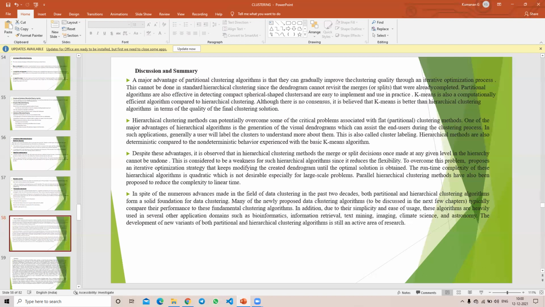In spite of the numerous advances made in the field of data clustering in the past two decades, both partitional and hierarchical clustering algorithms form a solid foundation of data clustering. Many of the newly proposed data clustering methods typically compare their performance to these fundamental clustering algorithms. In addition, due to their simplicity and ease of usage, these algorithms are heavily used in several other complex domains such as bioinformatics, information retrieval, text mining, imaging, climate science, and astronomy. The development of new variations of both partitional and hierarchical clustering algorithms is still an active area of research.